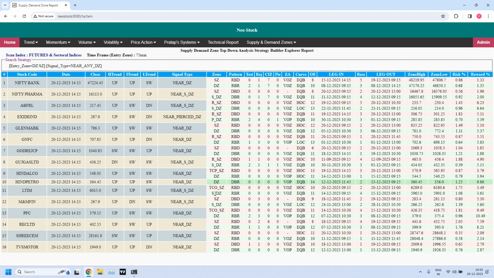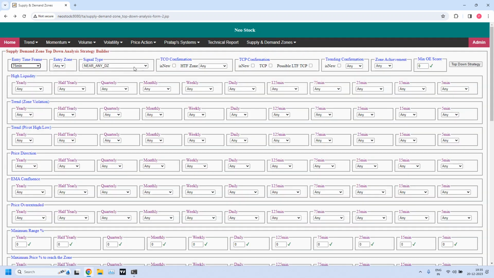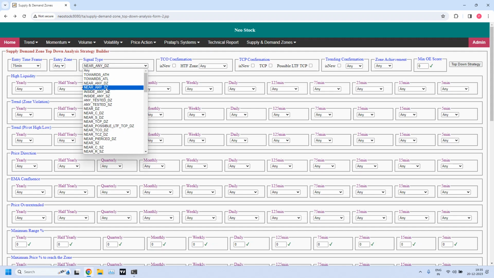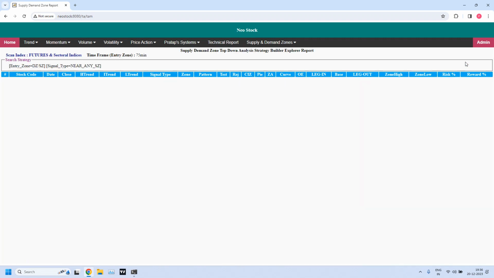And what else do we have in high liquidity zones? We have LTIM, L&T Mindtree. So this is also a high liquidity zone, a fresh zone. And we have M&M Finance. This is also a fresh zone, high liquidity zone. So all these are 75 minutes high liquidity zones. So let's go back. Entry time frame is 75 minutes. Let us find the stocks near 75 minutes supply zone. No 75 minutes supply zones.